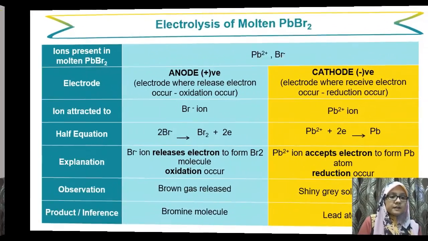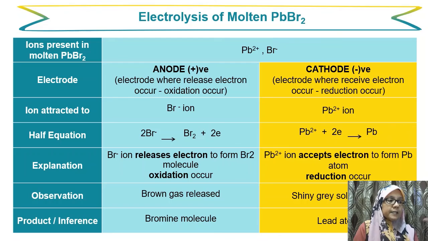Apabila ions has been attracted to the oppositely charged electrode, so bromide ions towards the anode, lead ions towards the cathode, akan berlaku releasing of electrons pada bromide ion to produce bromine molecules. So here oxidation occurs. Di cathode pula, lead ion will accept electron to form lead atom. So reduction occurs.